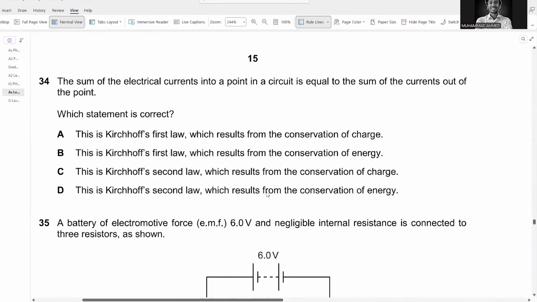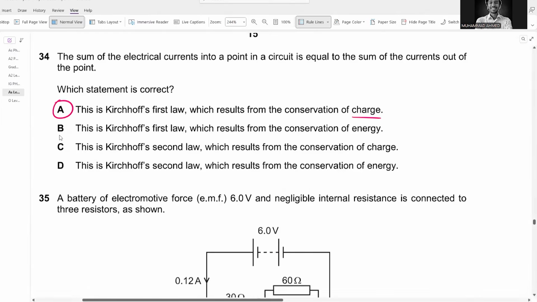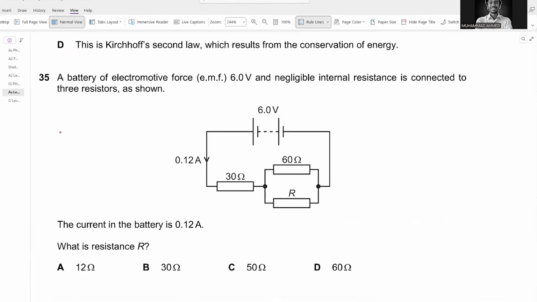The sum of currents into a point in a circuit is equal to the sum of currents out of that point. Which statement is correct? This is Kirchhoff's first law that is based on conservation of charge. A is your answer. A battery of electromotive force 6 volts and negligible internal resistance is connected to 3 resistors. The current in the battery is 0.12 ampere. What is the resistance R?